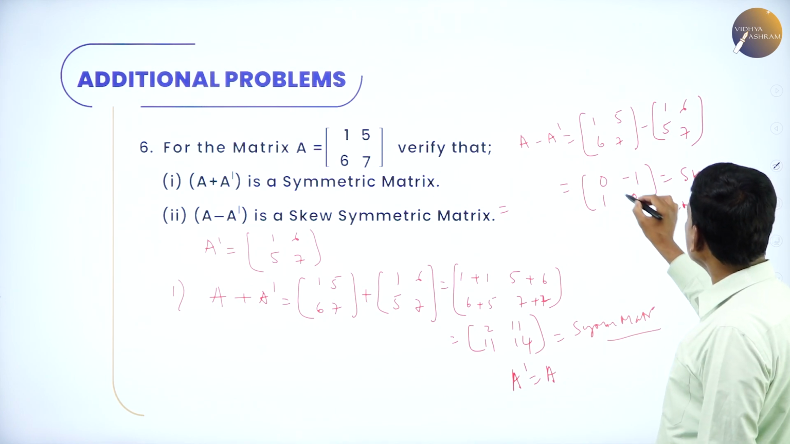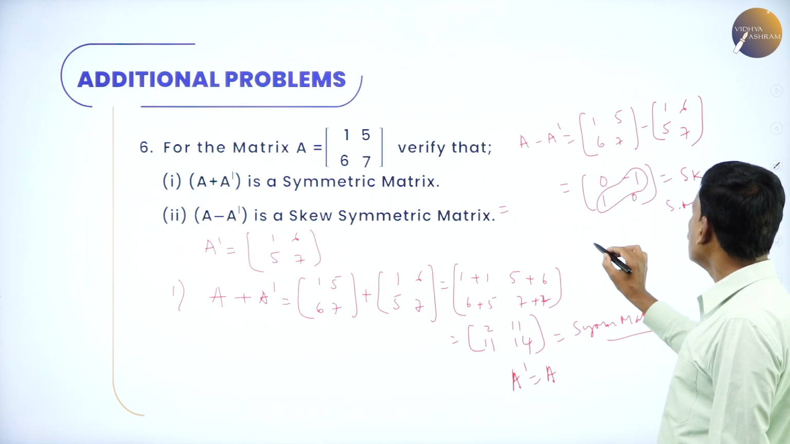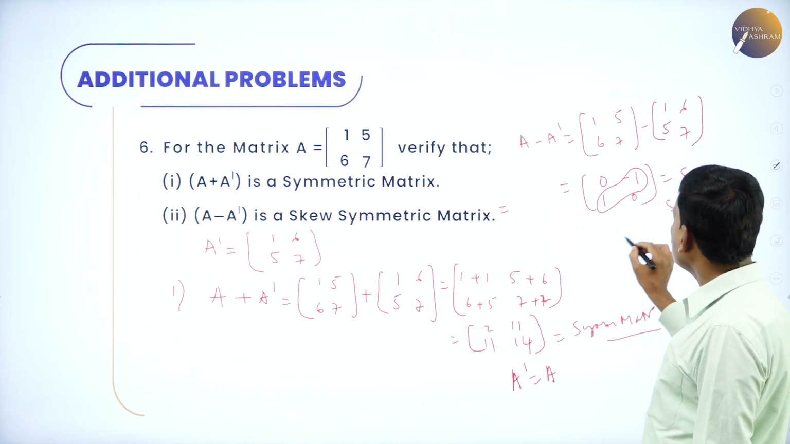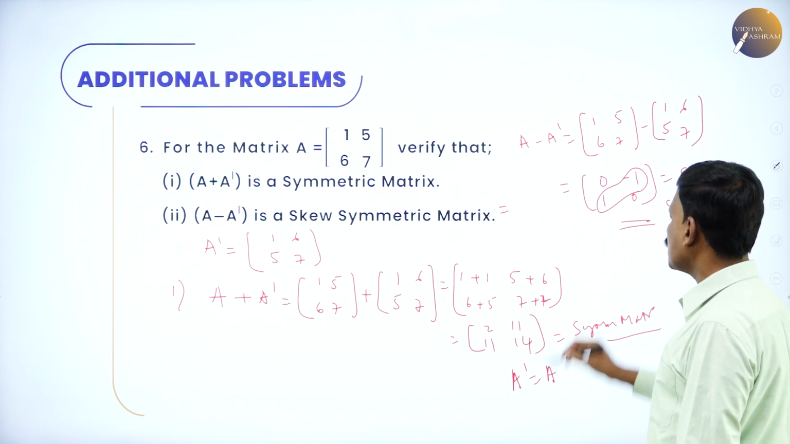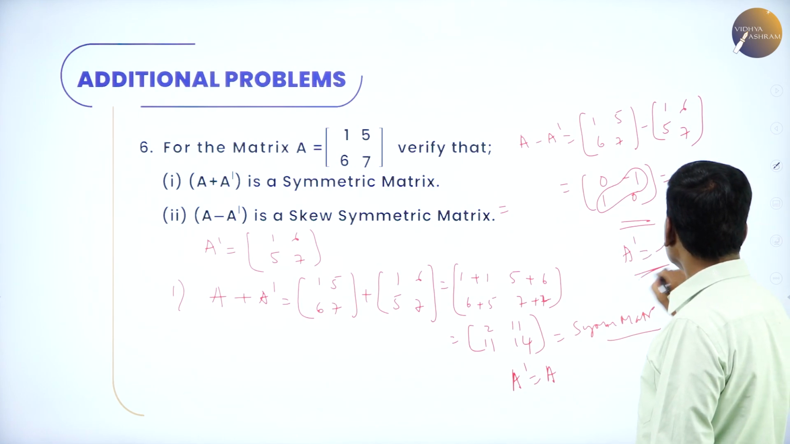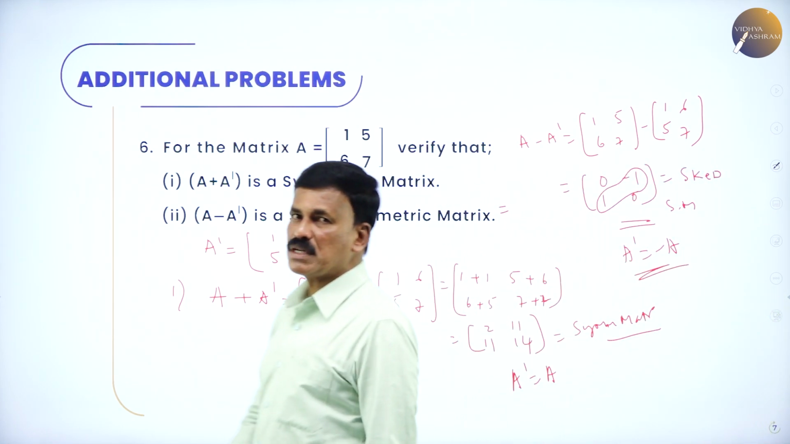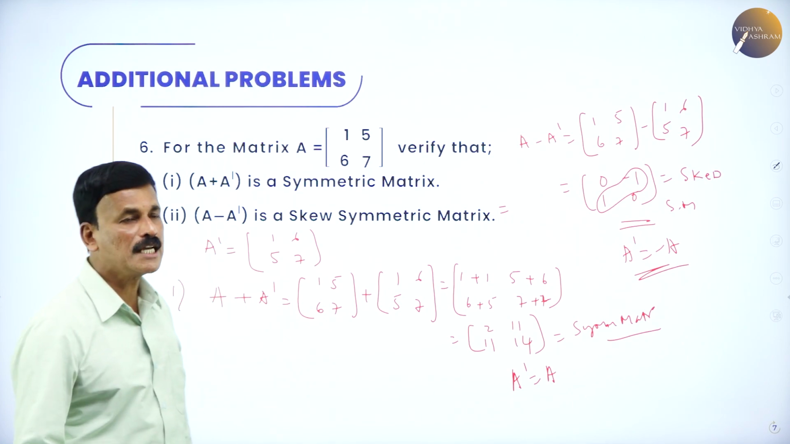So all the elements in the principal diagonal are 0 and the off-diagonal elements will have the opposite sign. So if you transpose this, you will get the negative matrix. So therefore this is a skew symmetric. So A dash is equal to minus A you will get. So therefore A plus A dash is a symmetric matrix and A minus A dash is a skew symmetric matrix.